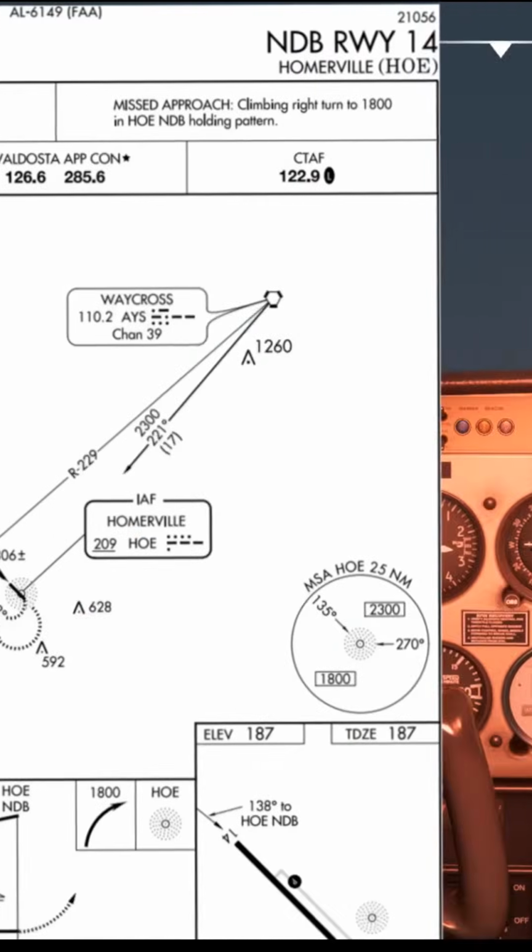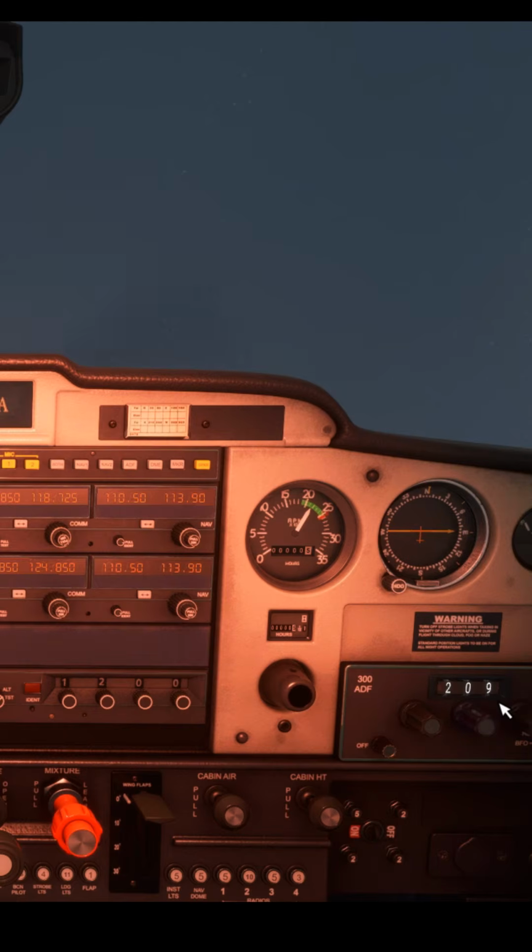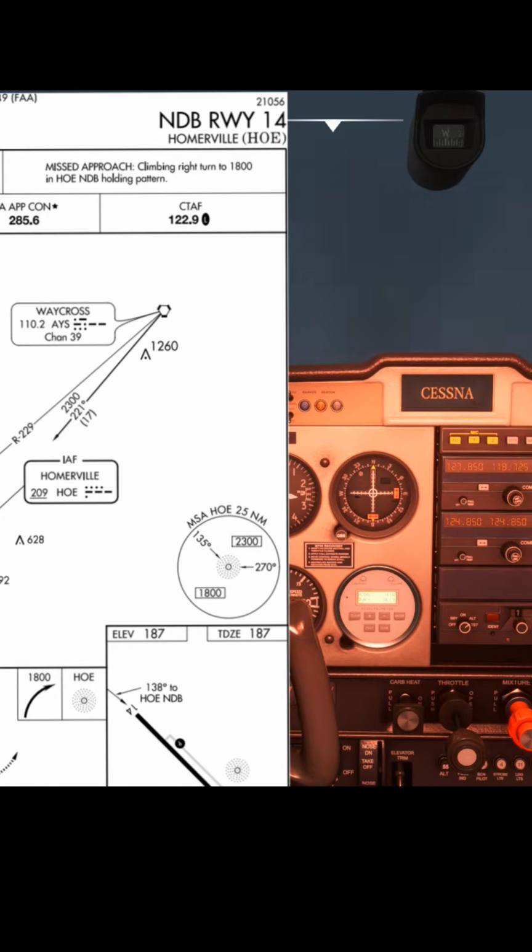So we'll start by tuning the NDB, which is on a frequency of 209, and we'll put that into the ADF box over on the right hand side over here. Once that's done, we need to identify the NDB by pushing the ADF button on the audio panel over here and comparing the Morse code that we hear to the Morse code shown on the approach plate, and it should spell out HOE.